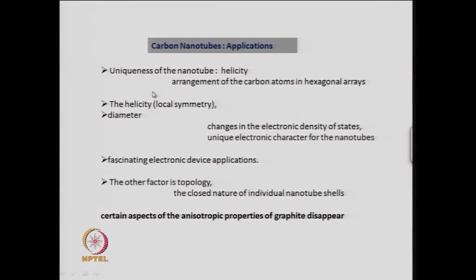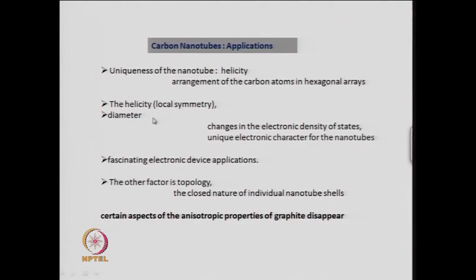One of the unique features of these nanotubes is its helicity, the chirality, and the arrangement of the carbon atoms in the hexagonal layers will define this chirality, which is what we just discussed, that is how the 2 vectors A1 and A2 in the graphene layer will give rise to a resultant chiral vector depending on the coefficients of those 2 unit vectors. So, the helicity, which is guided by the local symmetry, is very important.